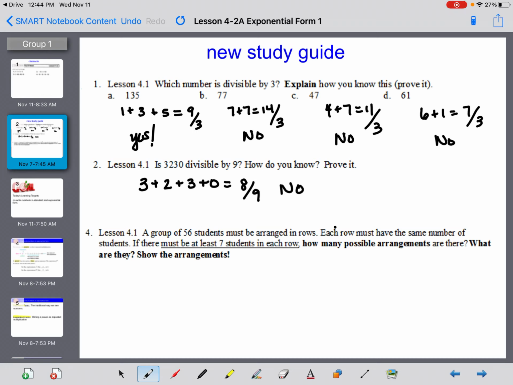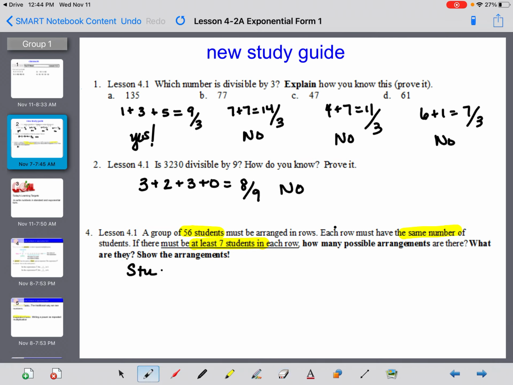Now, the next one, a group of 56 students must be arranged in rows. Each row must have the same number of students. If there must be at least 7 students in each row, how many possible arrangements are there? I like to make a table. Some people like to draw it out.